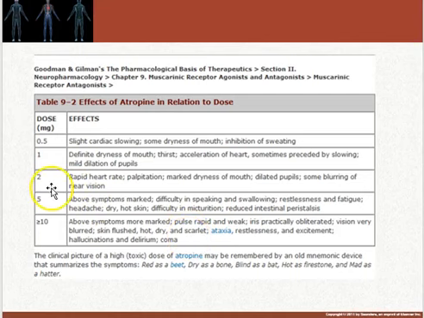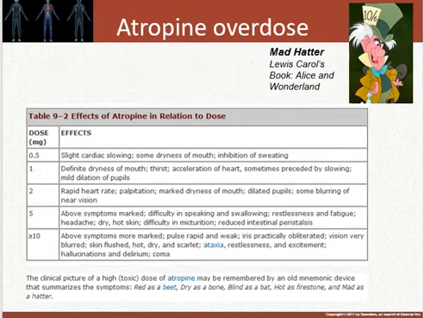But look at 2 milligrams. Here you can see an increase in heart rate. At 5 milligrams, you can see marked dryness of the mouth, dilated pupils, vision problems, altered peristalsis. So the effects of atropine are pretty potent. One of the ways we can remember all of these systemic effects of atropine overdose is by relating a really cool mnemonic device.